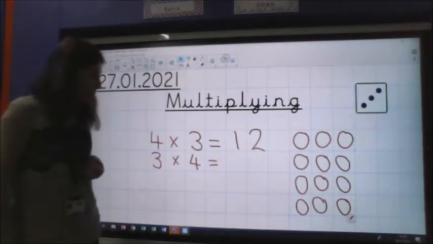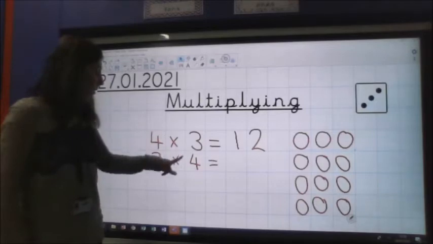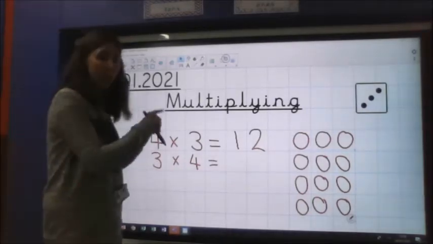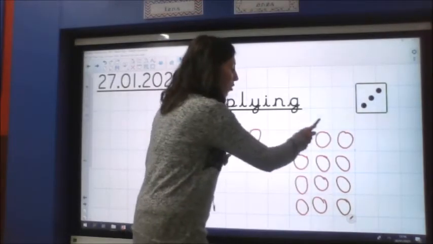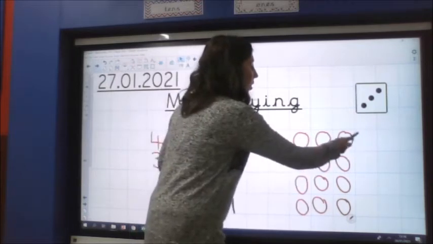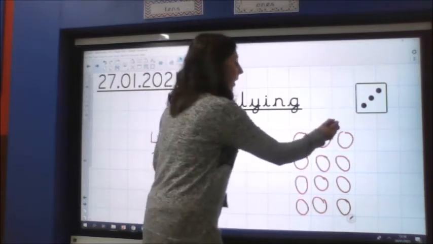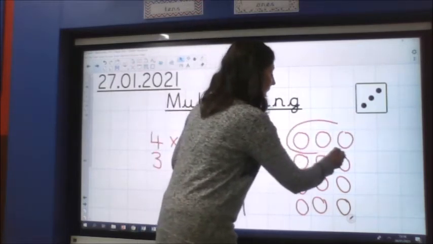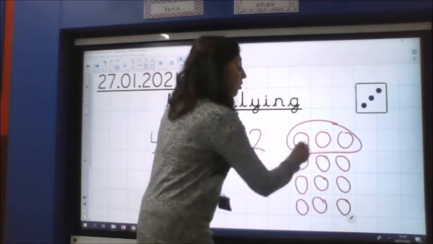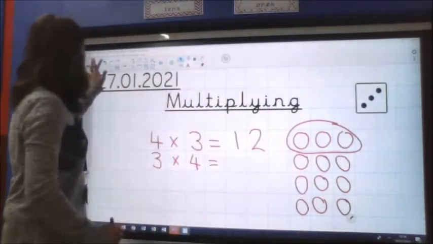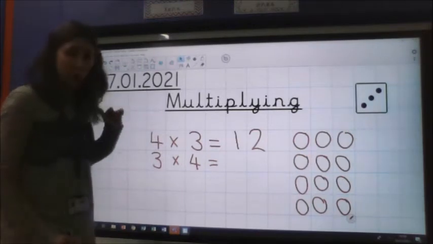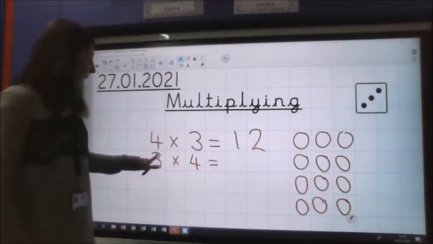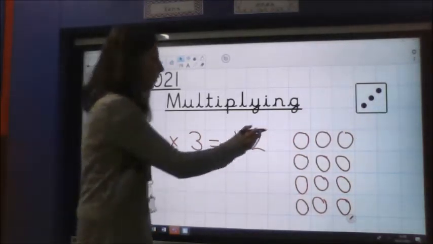I can also use the same array, though, to work it out that way. So the first time, I had groups of three. So my groups were going across like that. There was one group, two groups, three groups, four groups. But I could also use my array to work out three lots of four.